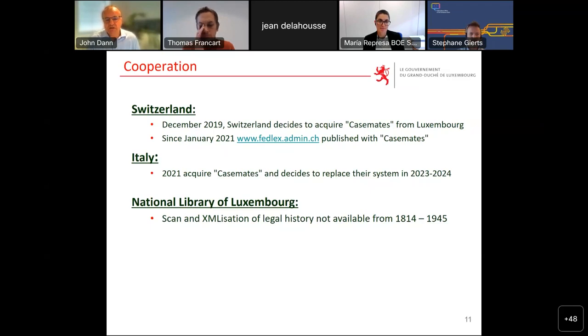We are also trying to have more information in LegiLux, and some is still missing. We have old legislation which is not in force, but which is not available on our site. It's only available in the National Archives or the National Library. So what we also did here, and I thank them for their help, without them I couldn't have done it, with the National Library, is scanning and doing the XMLization, as I call it, of all the acts from 1814 to 1945. Historically, I think that is going to be very interesting.